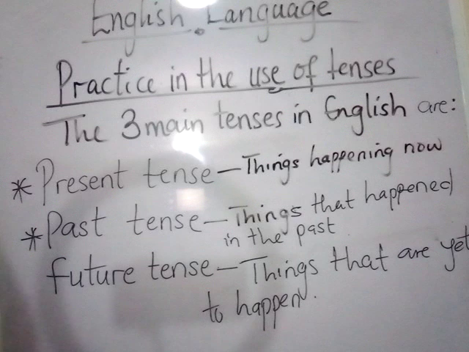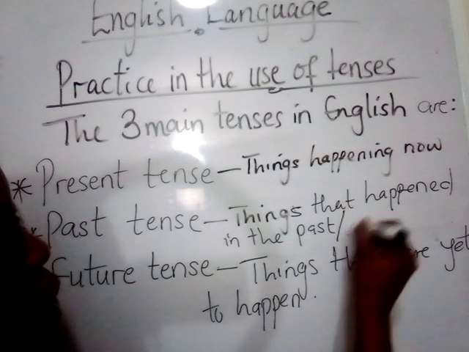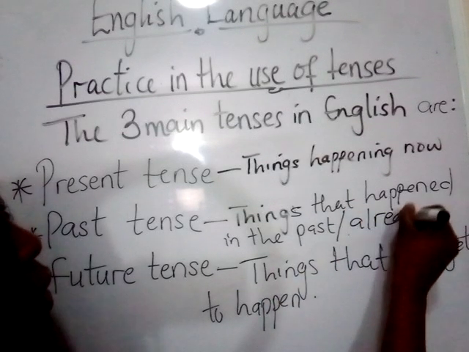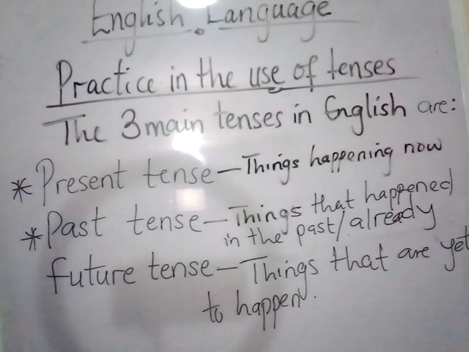When you talk of past tense, it refers to things that have happened already, things that happened in the past. For instance, yesterday you went to school. So if you're going to say it, you say, yesterday I went to school. Right now, I am going to school. Yesterday, I went to school.